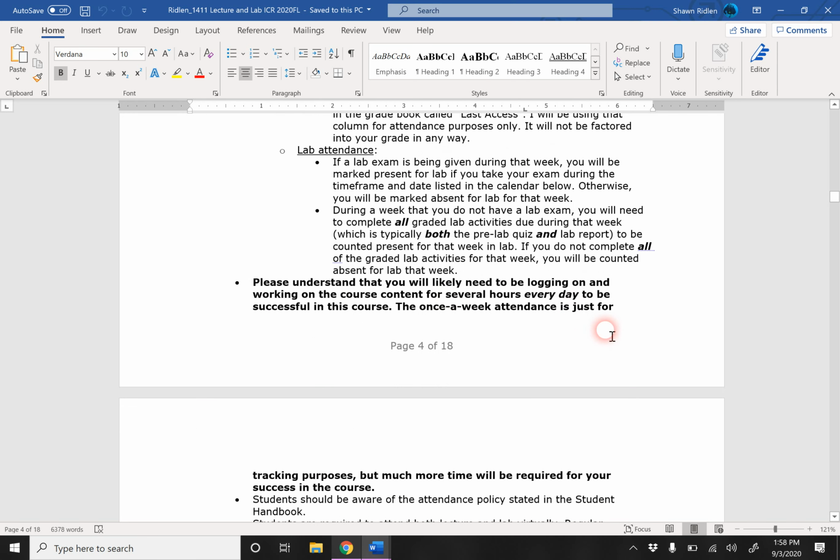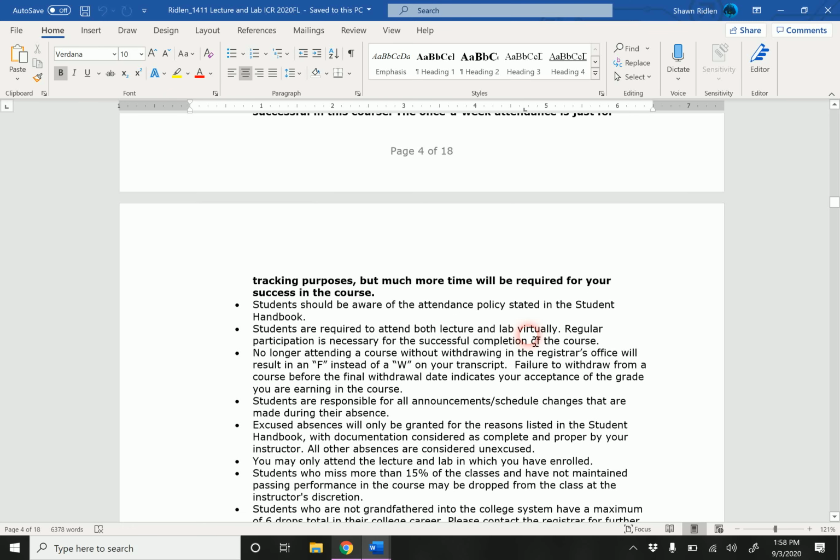There's a note here to let you know that you probably will be logging on and working on course content for several hours every day, at least several hours a week. So the once-a-week attendance is just for the purpose of putting it into the system, but you'll need to log in probably a lot more than that. That should not be a problem for you in any way.